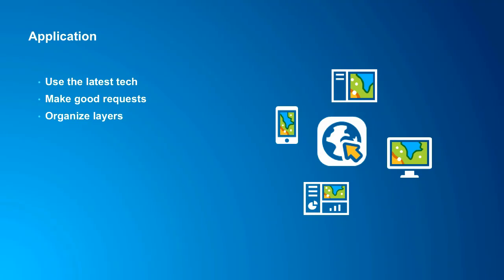And then finally, we've kind of worked our way from the bottom up. We're at the top of the stack. Application. So use the latest technology, whether it be an API or ArcMap or whatever your client is, a mobile app. Make sure it's up to date. The different development teams are constantly making performance improvements to all the different pieces of the platform. So make sure you're using the latest and greatest to take advantage of that.